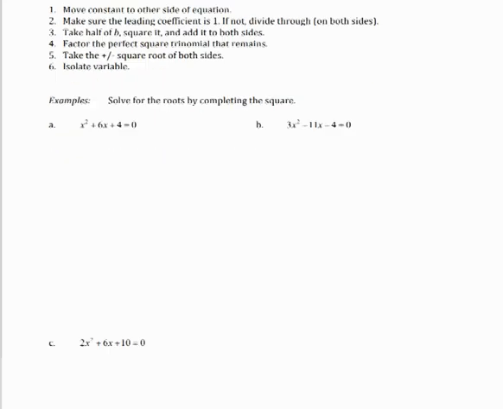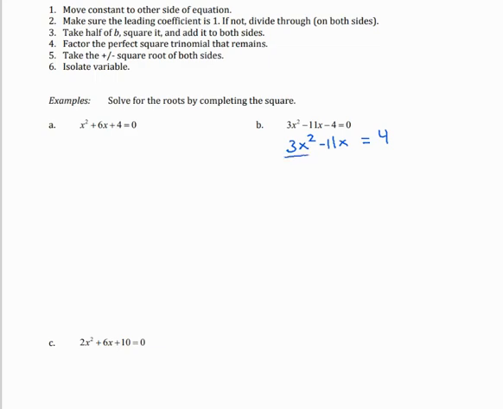So let me do at least one of them with you. Why don't I jump to b? b has a leading coefficient, so we have to watch for that. So if I go in order of my steps, it says to move the constant over first. Again, steps 1 and 2 can be interchangeable though. So I would add 4.